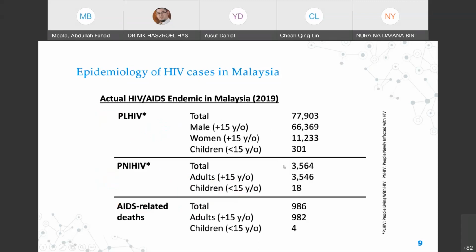Okay, sorry. It's a lot less as well. Just now we estimated 6,000, so it's actually near to half of it: 3,564, and 15 cases of children newly infected with HIV, of course. And then for the AIDS-related deaths, we estimated 2K, nearly 3K, but the actual number is 986. Okay.